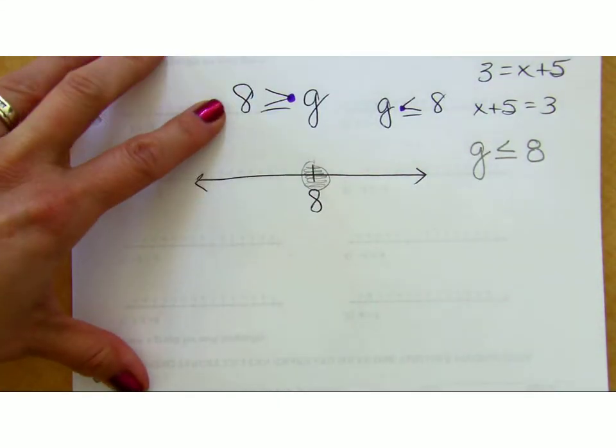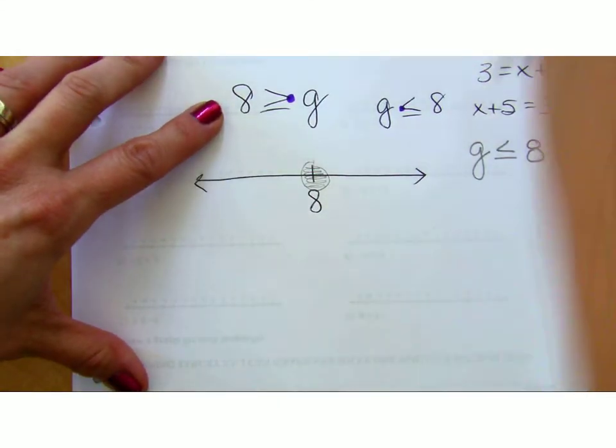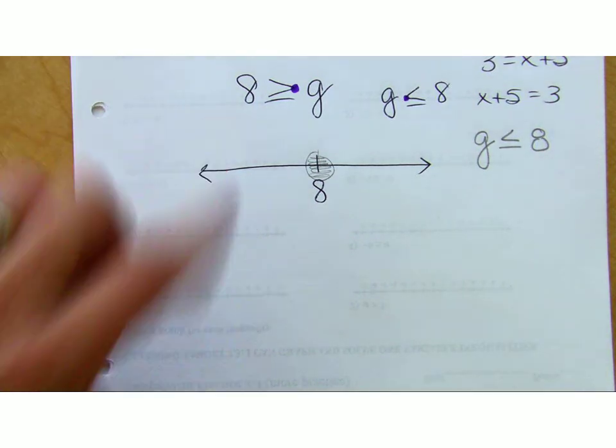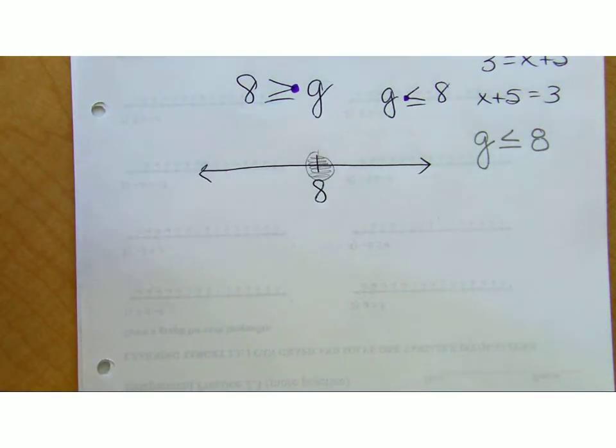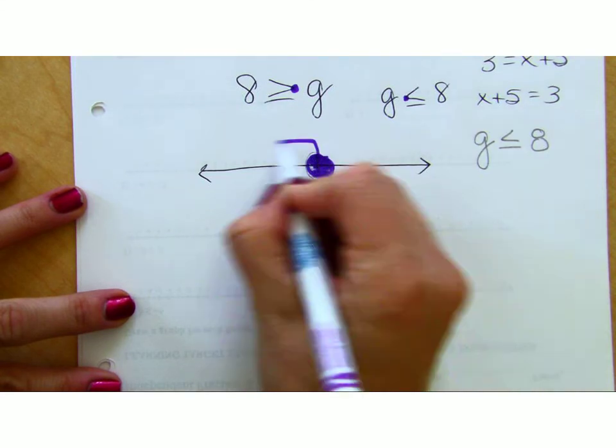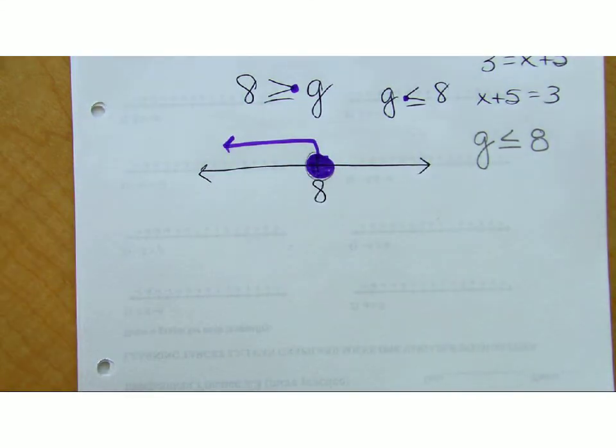So if you are not paying attention and your variable is not on the left, you're going to have all of these problems shaded the wrong way. And then you're going to have to do a redo. So does this make sense? So you are looking for your variable to be on the left, and if it's not, then rewrite it so that it is, or read it from the variable. Okay? So I want you to try this.